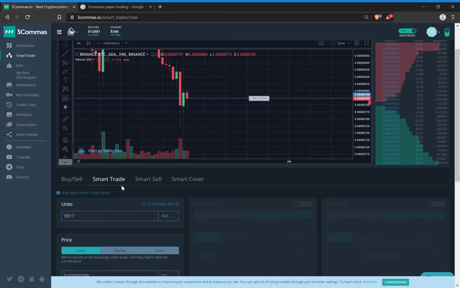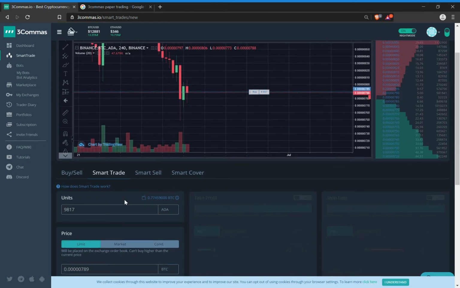If you understand smart trade, then you will understand smart sell. Smart trade is for if you do not already own the coin through Binance. What this allows you to do is purchase that coin, set up all your parameters, and let the bot just do its job.